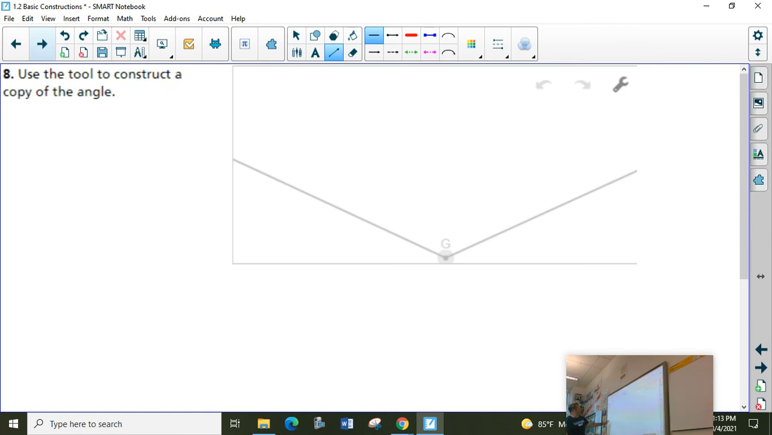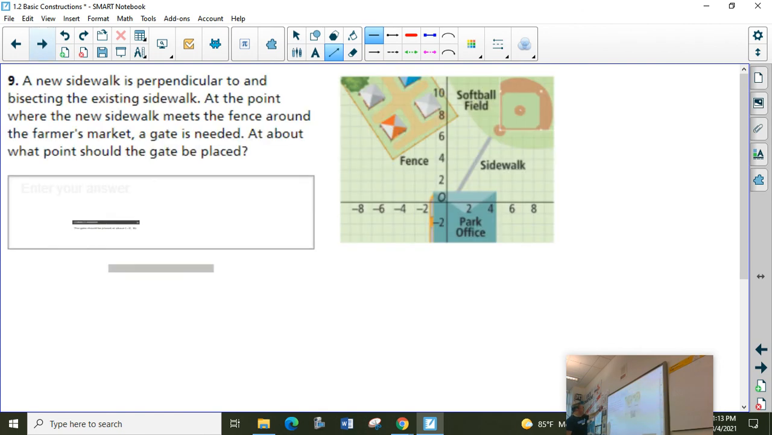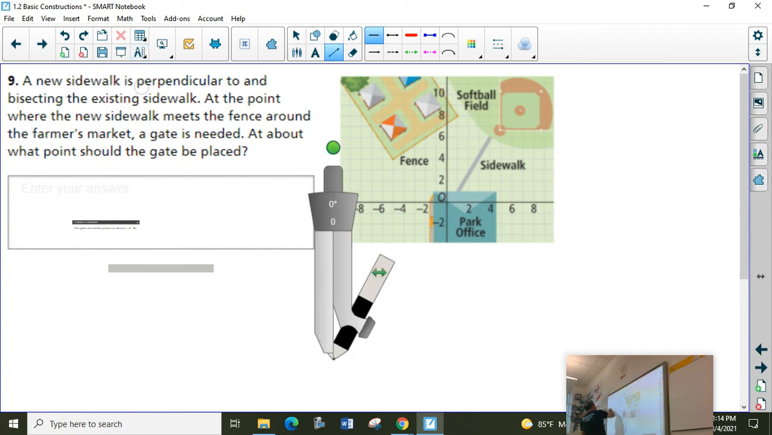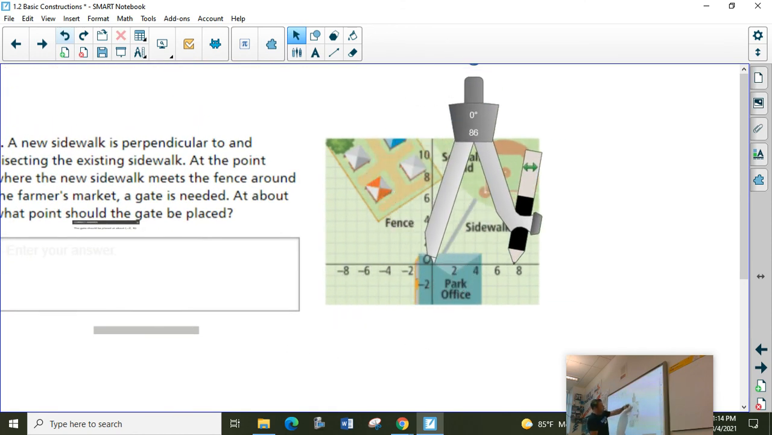Copy an angle again. You guys should know how to do this by now. And then use the tools to construct an angle bisector. So do that again. And then you can try to have fun with this one. A sidewalk is perpendicular to and bisecting the existing sidewalk. So a new sidewalk is going to be perpendicular here and bisecting it, at the point where the new sidewalk meets the fence around the farmer's market. So you would sit here and draw a line. You would take your compass and do a perpendicular bisector. So we're going to go from here.